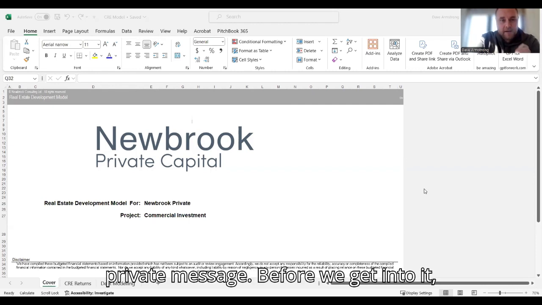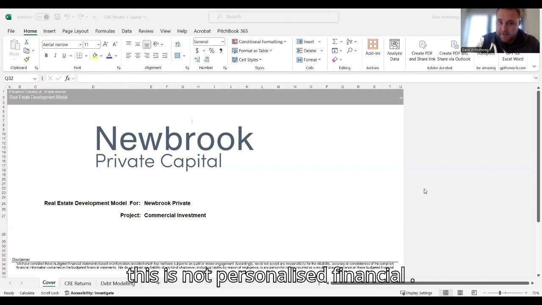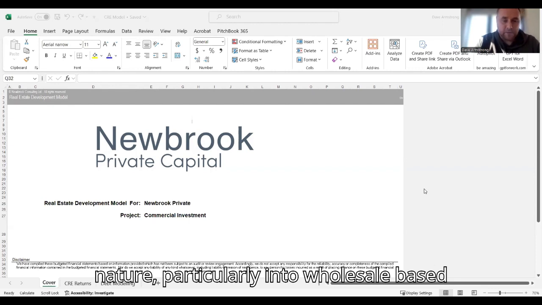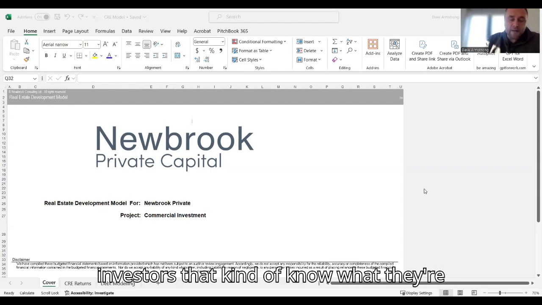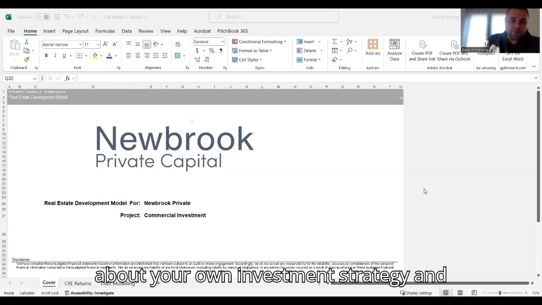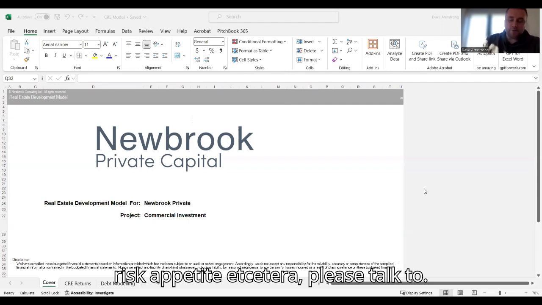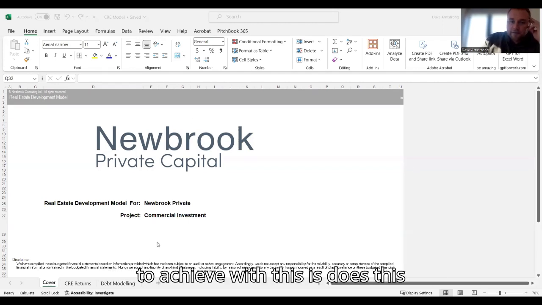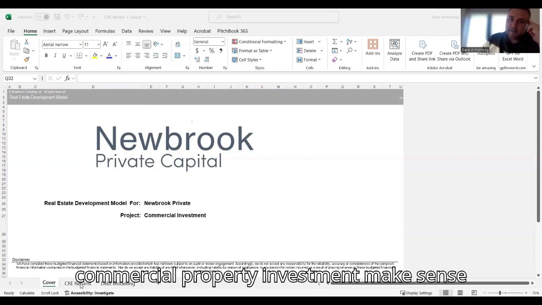Before we get into it, this is not personalized financial advice. This advice is only general in nature, particularly for wholesale investors that kind of know what they're doing, and on the basis of commercial property. If you want to talk to someone about your own investment strategy and risk appetite, please talk to a qualified financial advisor. So what we are trying to achieve with this is, does this commercial property investment make sense?